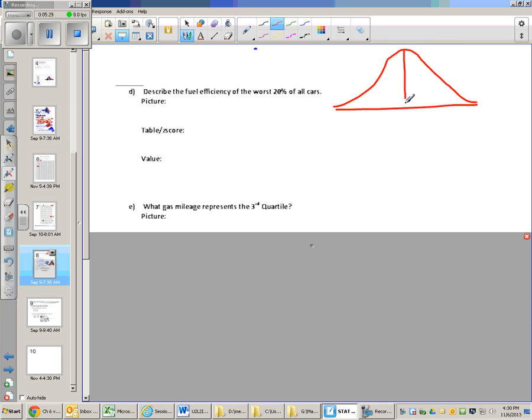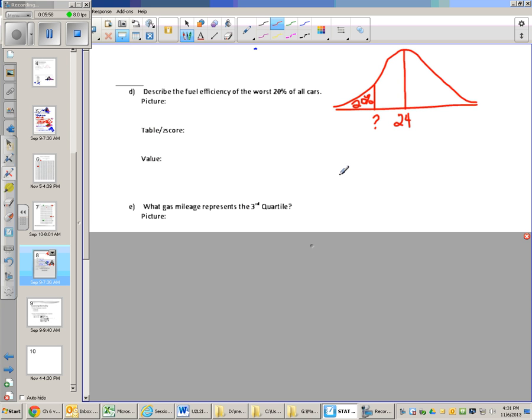We still have this mean miles per gallon of 24, right? And a standard deviation of 6. We're looking at the worst 20% of all cars. Well, that is probably those cars right here, right? Because getting less gas mileage is worse. So we are wondering what gas mileage corresponds to the worst 20% of all cars. Okay, so there's our picture.